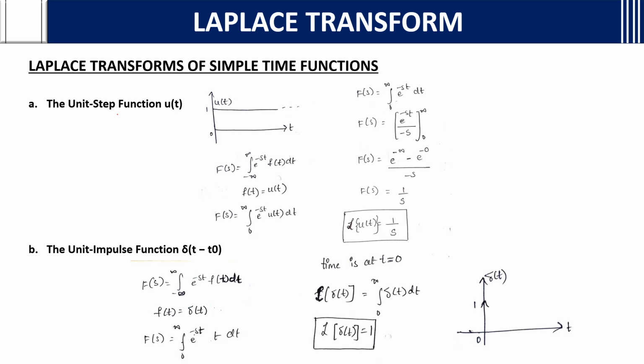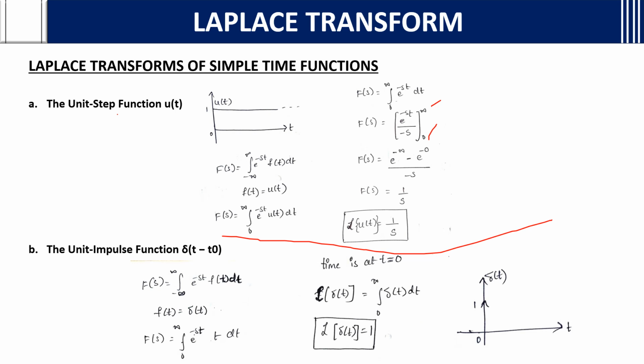So you will get 0 to infinity as the interval of the integration. If you see here, e power minus infinity minus e power minus 0 by minus s. You know that e power 0 is 1, e power minus infinity is 0, and e power minus 0 is 1. Minus 1 by minus s is 1 by s. So Laplace transform of u of t is equal to 1 by s. This is just for the unit step function.